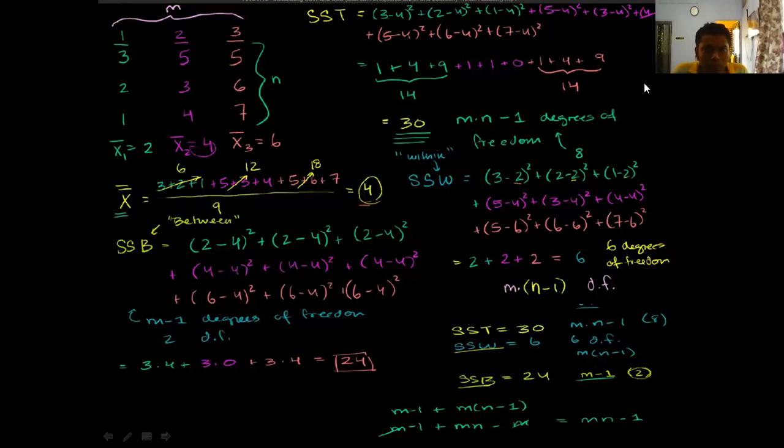Now take a look at this example. This is an example of one-way ANOVA. You can see that there are three groups, and from each group we are taking three samples.